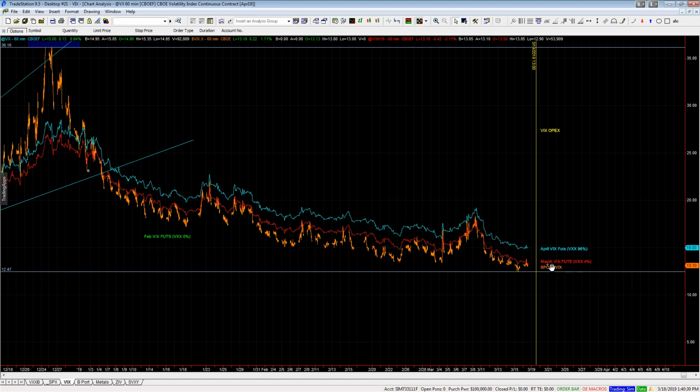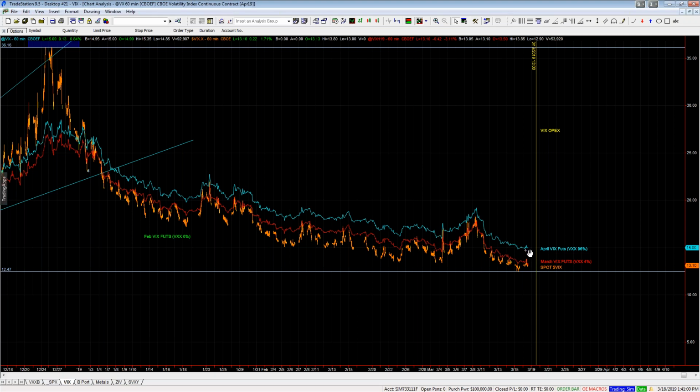So currently, the VXX is composed of 4% March futures and 96% April futures. Tomorrow, the VXX will be composed of 100% April futures. So for the next week or so, the VIX will be heavily driven by what happens with the April futures. As we can see, spot and March are right on top of each other as we approach the expiration tomorrow morning.